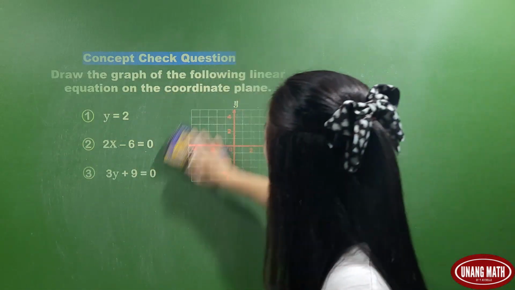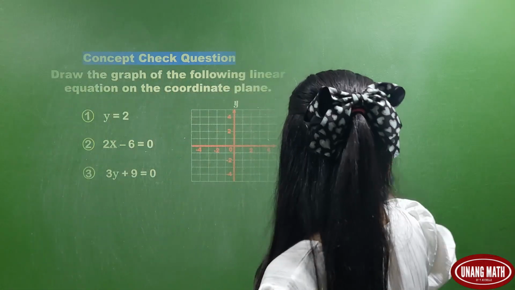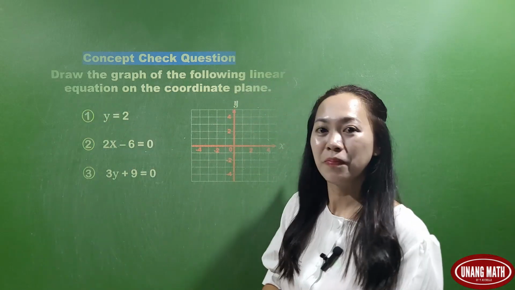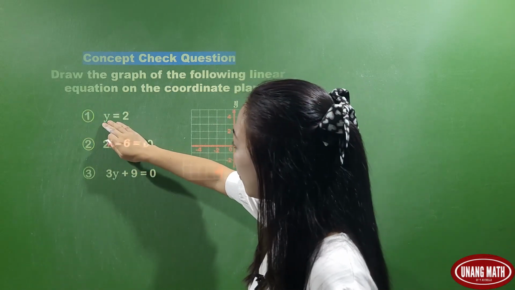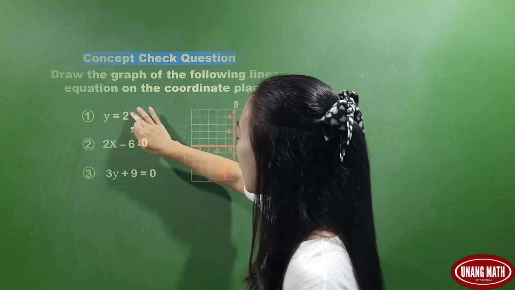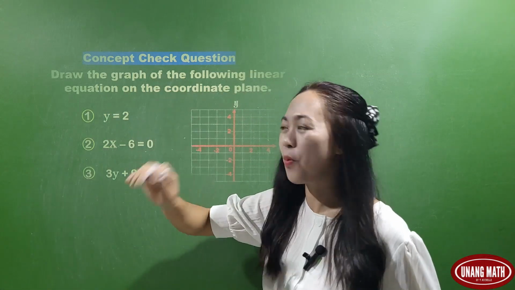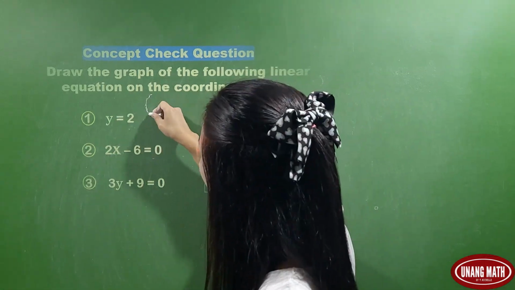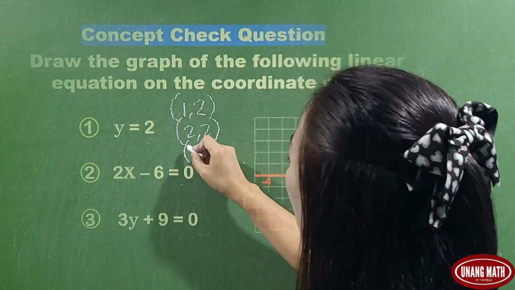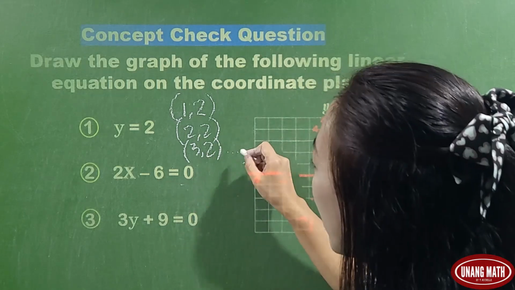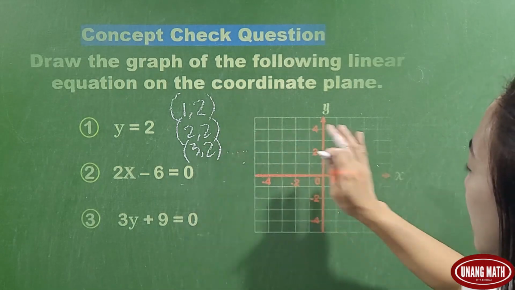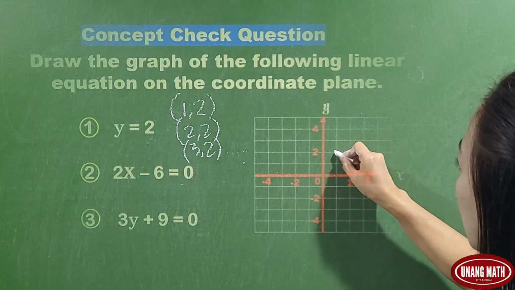Okay, let's have more examples by answering this concept check question. We are going to draw the graph of the following equation on this coordinate plane. Okay, the first equation is y is equal to 2. Since the equation is y is equal to 2, it means that the y coordinates of each point are 2. So we can have (1, 2), another point (2, 2), (3, 2), and so on. So all the y coordinates are 2. If we plot these points in this coordinate plane, (1, 2).